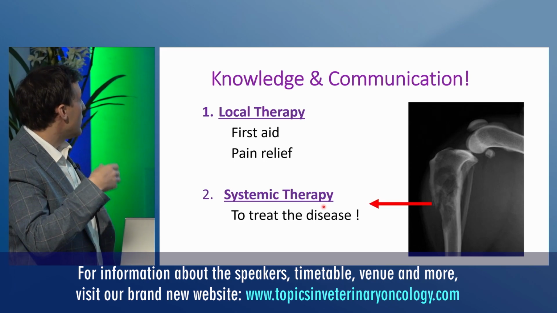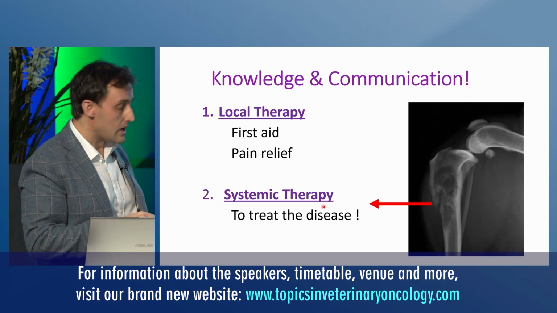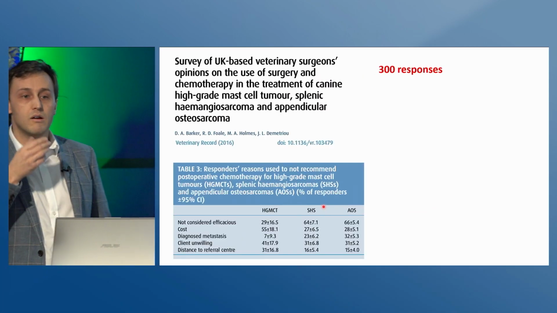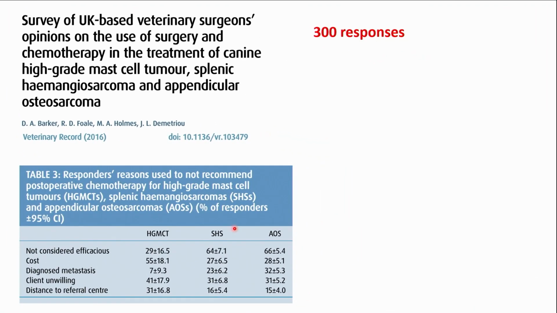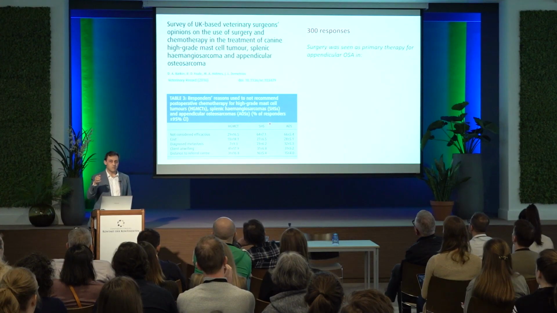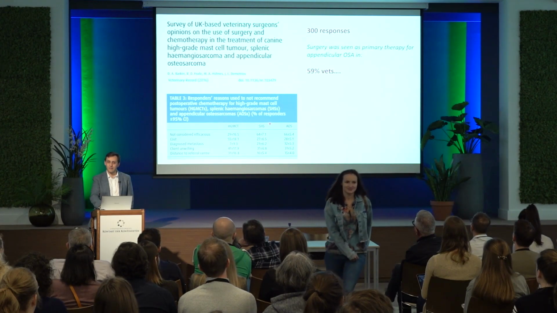So Ruth did a great job of talking about the local therapy, and Jérôme's going to talk about other options for local therapy after the break, and today we're going to talk about the systemic therapy. But I think that point was worth making because this is a study of vets from the UK. Now perhaps vets on continental Europe are much cleverer than those in the UK. But out of 300 vets, surgery was seen as primary therapy for osteosarcoma in what proportion of cases? Does anyone want to guess? Has anyone read the paper? 59%. It's quite shocking, isn't it?